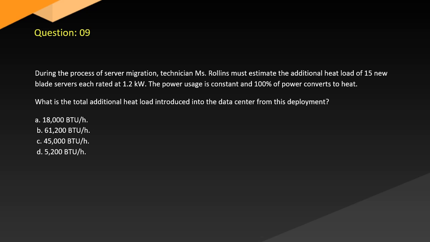Question 9. During the process of server migration, technician Rollins must estimate the additional heat load of 15 new blade servers, each rated at 1.2 kW. The power usage is constant and 100% of power converts to heat. What is the total additional heat load introduced into the data center from this deployment? A. 18,000 BTU/hr. B. 61,200 BTU/hr. C. 45,000 BTU/hr. D. 5,200 BTU/hr.